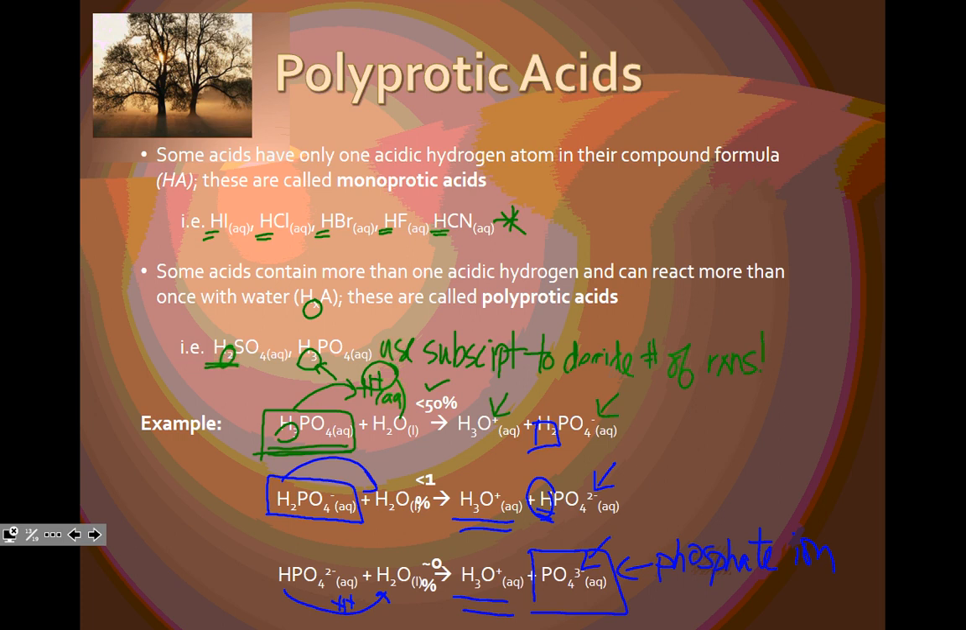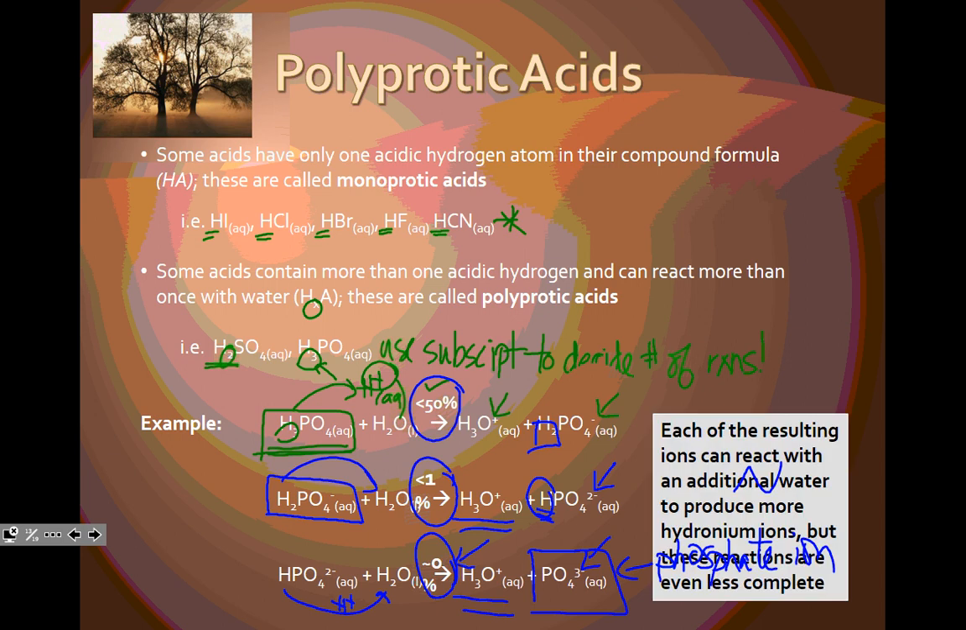Another thing before we move on that you have to pay particular attention to is that the first reaction happens less than 50% of the time. The second reaction happens less than 1% of the time. And the third reaction happens, that little sign means about, so it occurs about 0% of the time. It's good times, eh? So that's it. That's a polyprotic acid, and that's how you break it down.